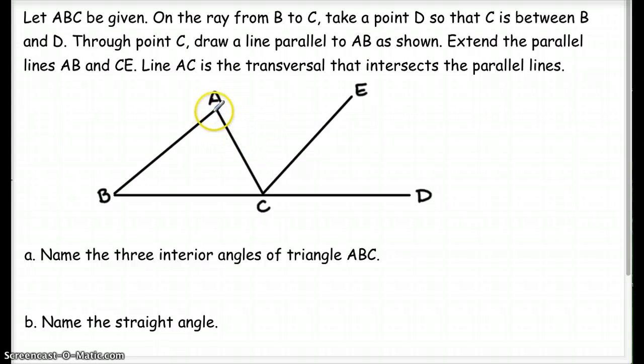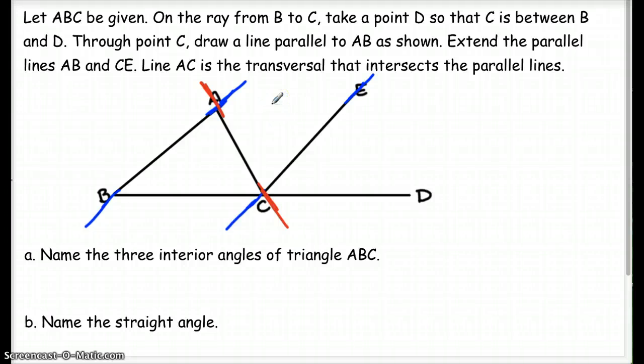So if we extend these, and you can draw this in on your paper if you'd like, we're going to extend these in either direction. Just know that they would keep going on and on forever. Okay, then it says line AC right here is the transversal that intersects the parallel lines. So I'm going to go ahead and extend that also so you can see that it clearly intersects those two parallel lines. So using that diagram, we're going to answer the questions down below.